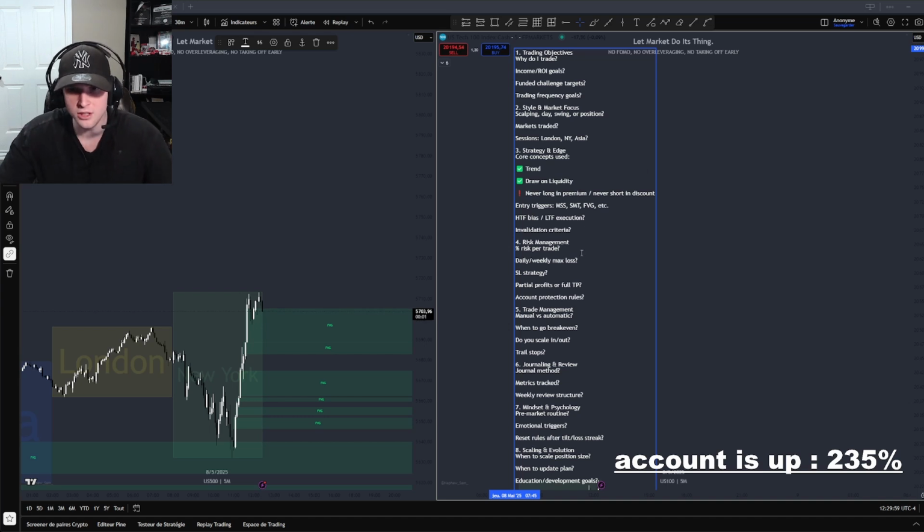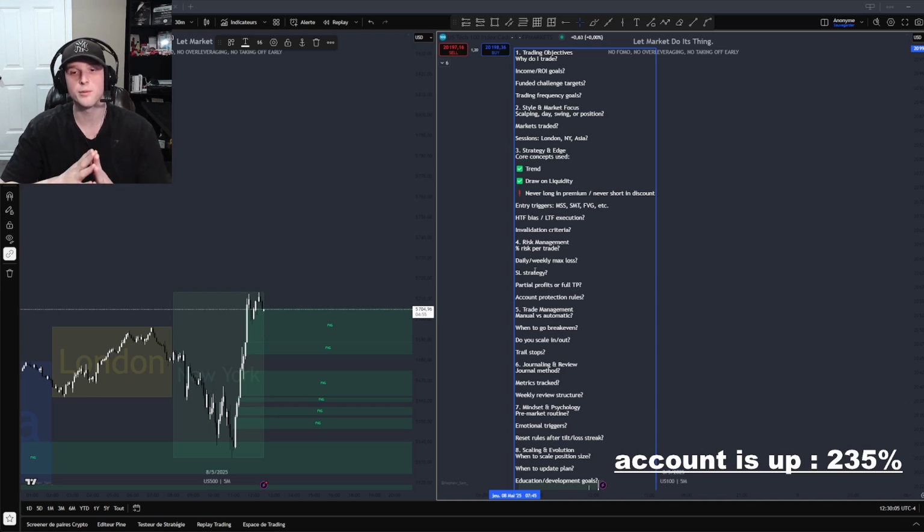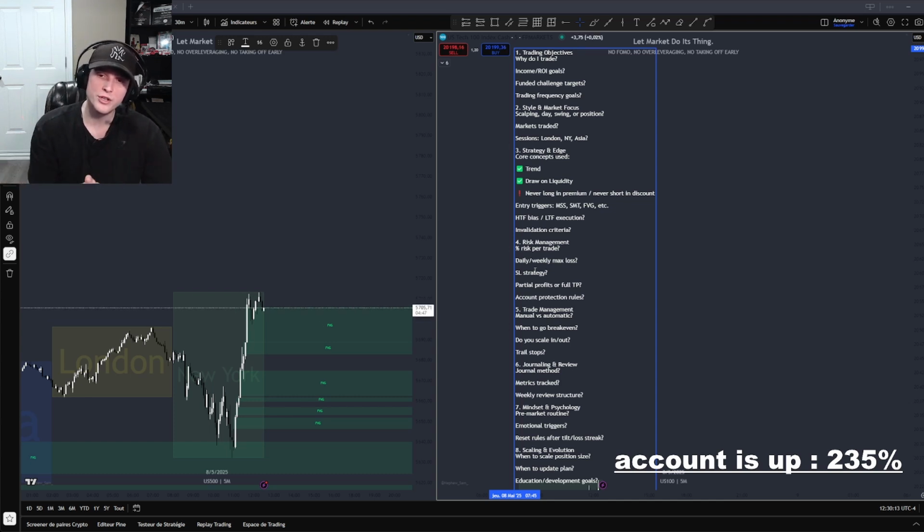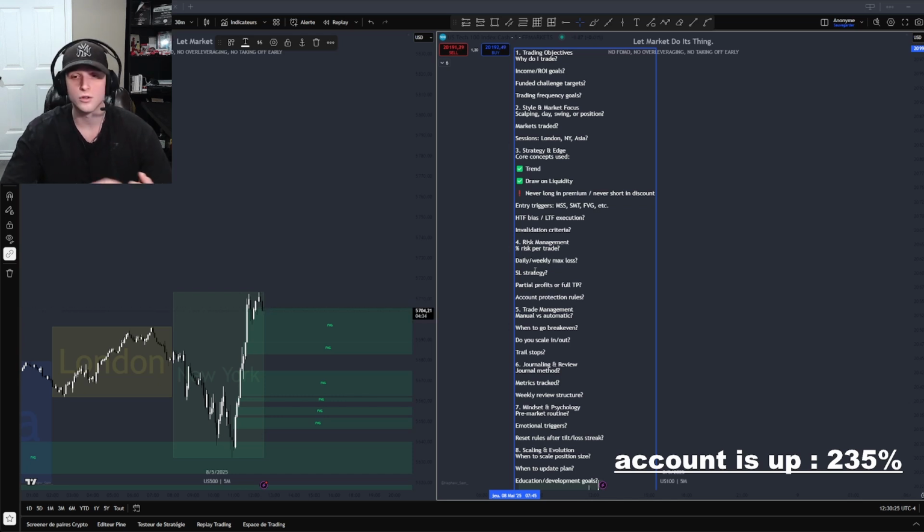What's your daily, weekly max loss? What is your maximum amount you're willing to lose? And this number will fluctuate over time. So you need to be able to adapt this trading plan over time. What's your stop loss strategy? When do you go BE? When do you put your stop in profit? Where do you put your stop in general once the trade is taken? Do you take partial profits or do you wait for full TP? Are there any account protection rules that you need to follow? These are all questions you need to answer once again.